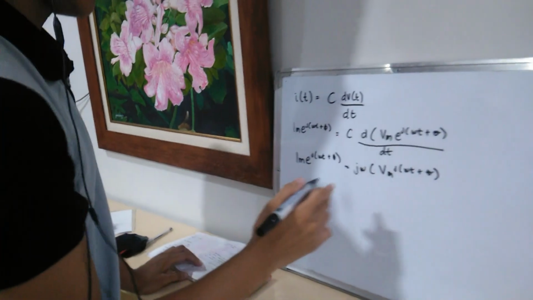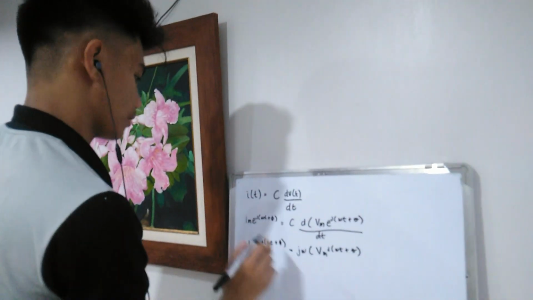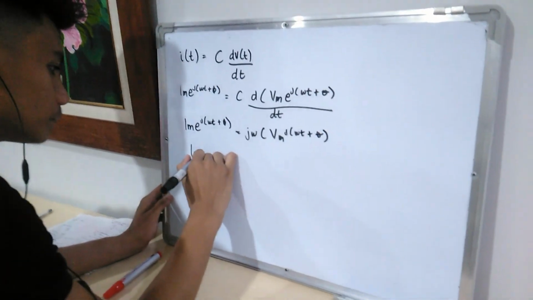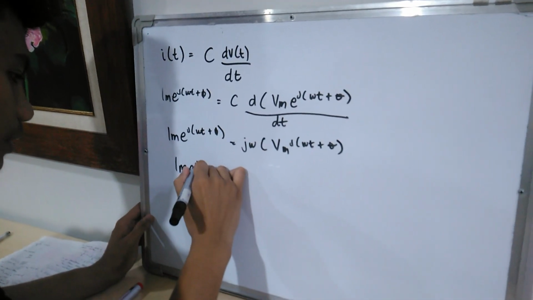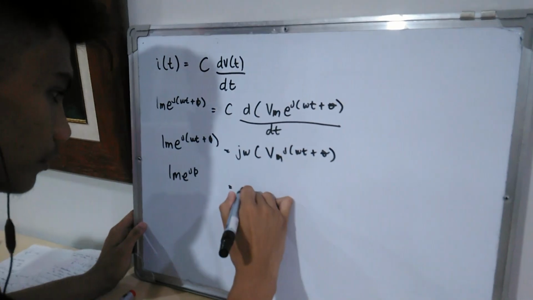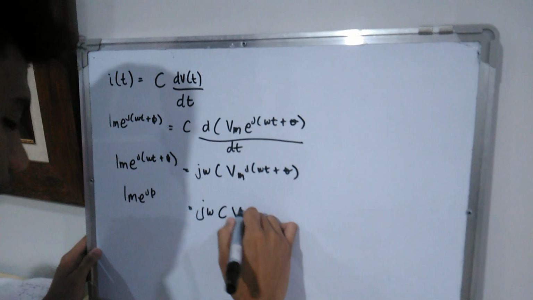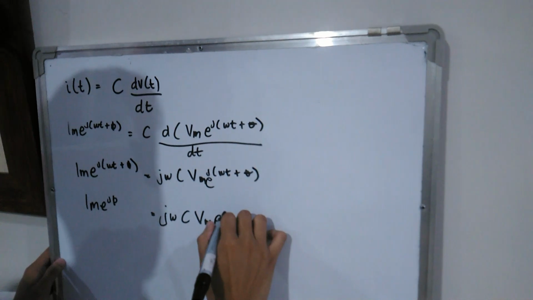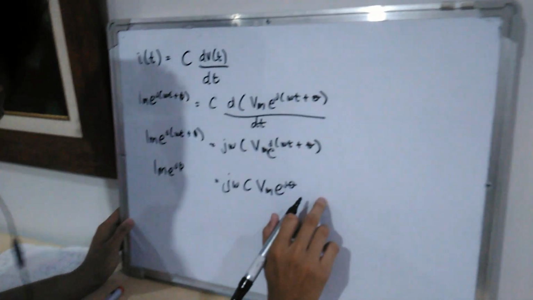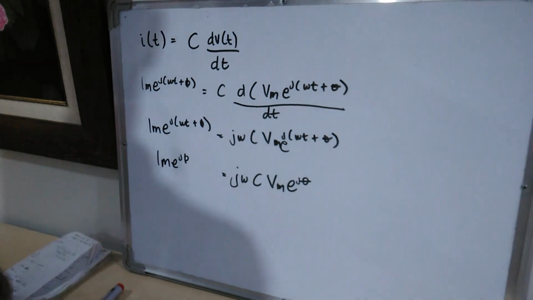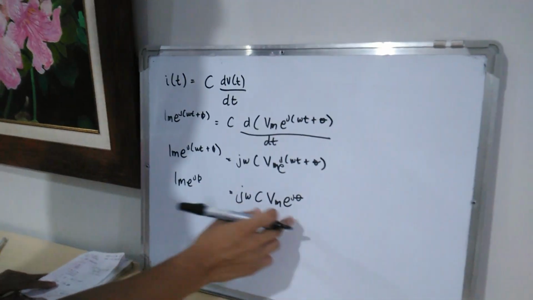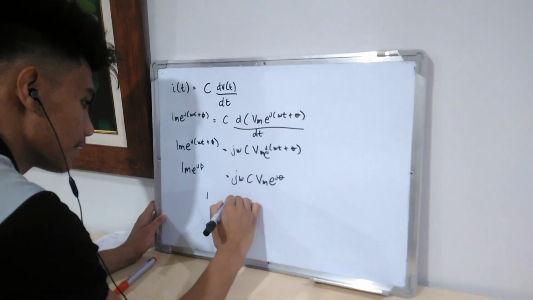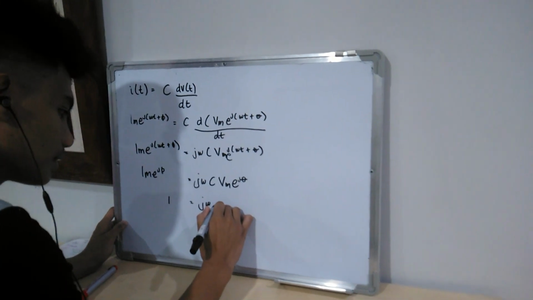Again, we suppress both terms. We suppress e^(jωt), and we'll have I maximum e^(jφ) is equal to jωC V maximum e^(jθ). And now, recognizing the phasor voltage and phasor current, we have I is equal to jωC V.